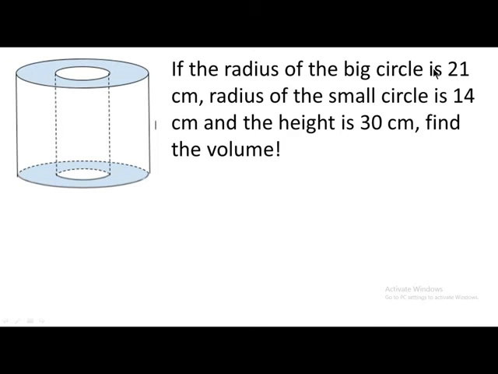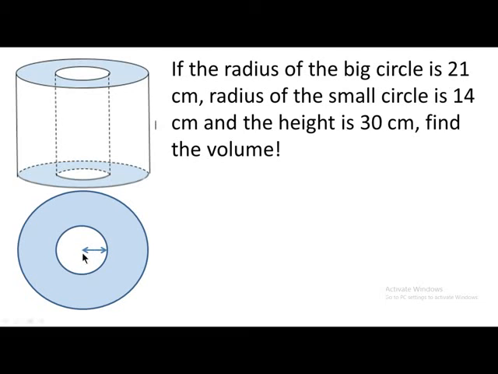So the last example. If the radius of the big circle is 21 centimeter, the radius of the small circle is 14 centimeter, and the height is 30 centimeter, find the volume. As you can see here, this is the three-dimensional shape that we're going to find the volume of. So first, we need to identify the cross section. This side and this side are the cross section of this three-dimensional shape. If you look closely, this is the shape of the cross section. From the question, we know that the radius of the small circle is 14 centimeter and the radius of the big circle is 21 centimeter.